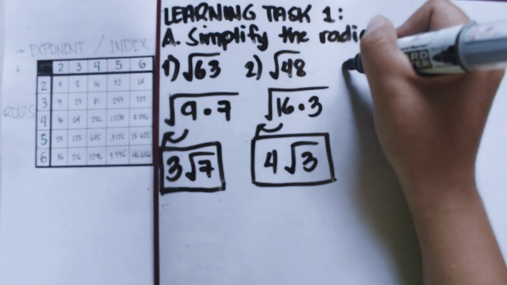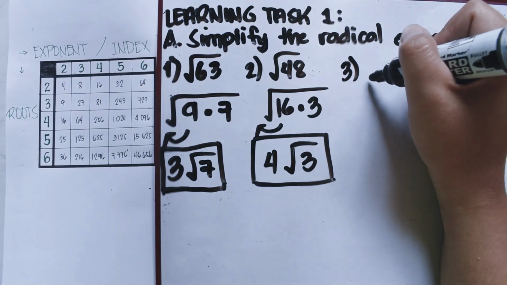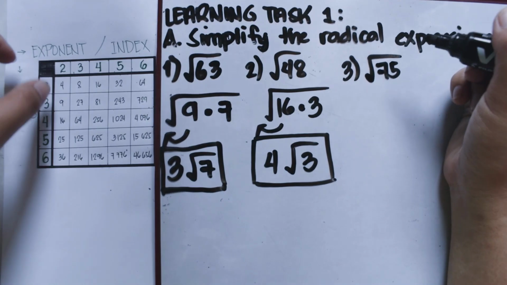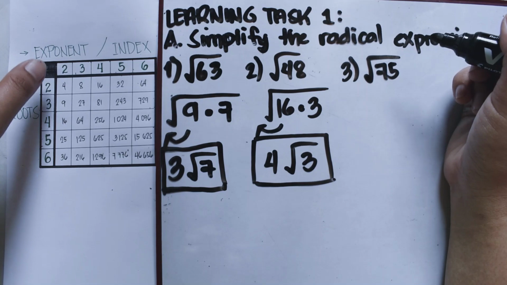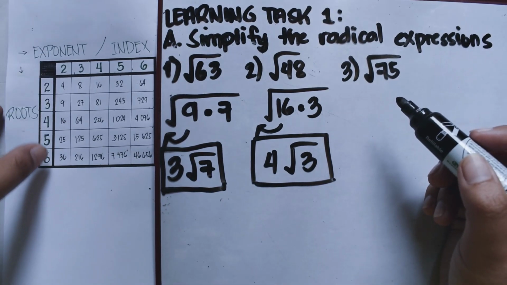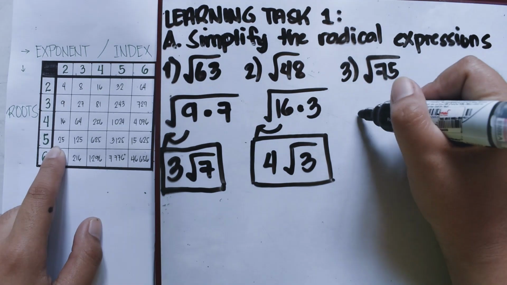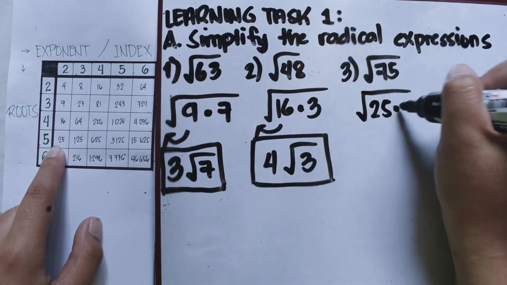Okay, number 3 na agad tayo. So, sa number 3, sabi sa module, square root of 75. So, dahil square root, dito pa rin tayo titingin sa mga perfect square. So, ano dyan yung mga factors ni 75 na perfect square? So, obviously, kitang-kita naman si 25. So, ito po, si 25. So, we have 25 times 3.